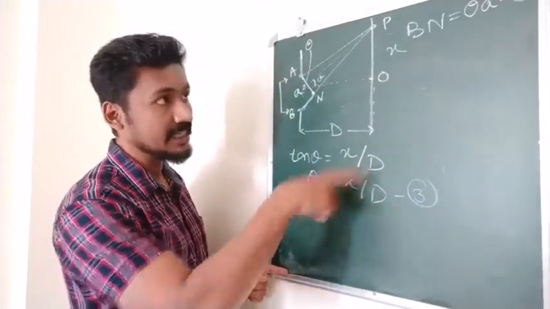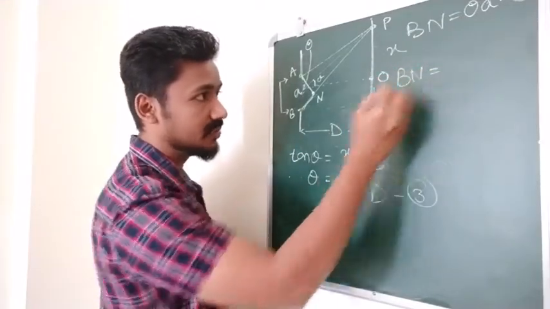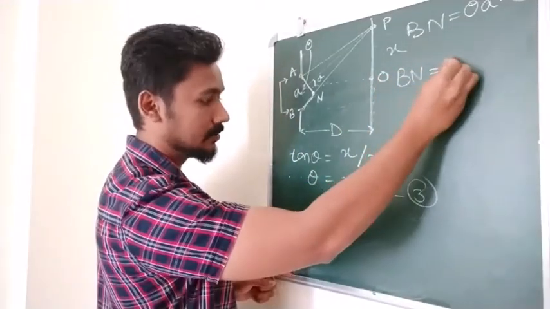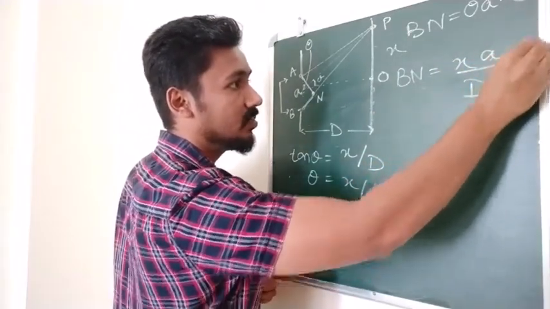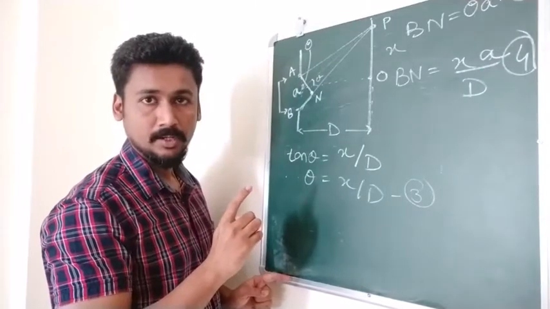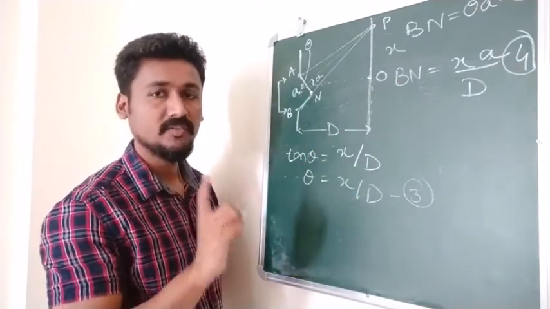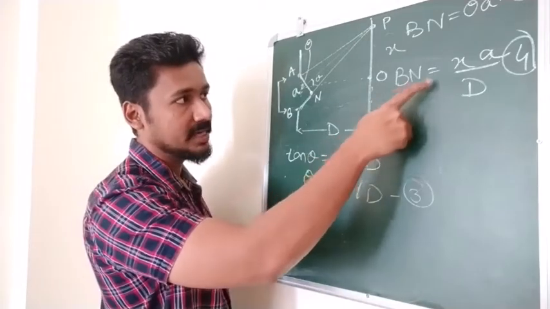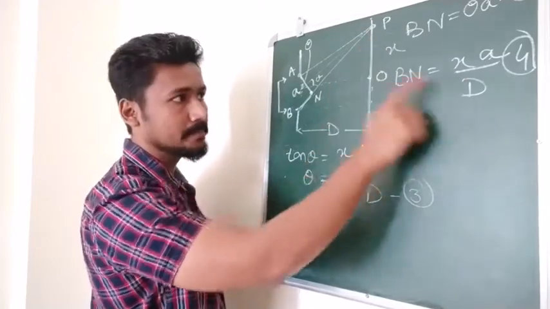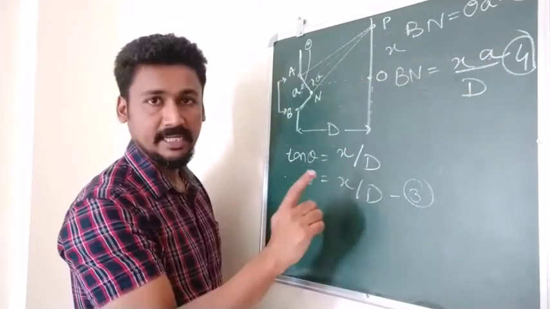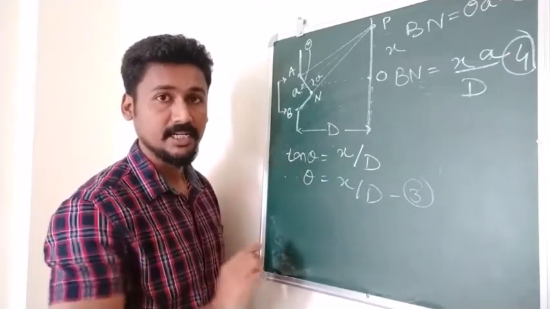Using equation 3 in equation 2, you can write Bn, that is the path difference, will be equal to XA upon capital D. This will be equation number 4. Okay, I hope this is understood. So now you got a formula for the path difference. What is the formula? Bn is xA by D. X is the distance from the center, from point O. A is the slit width, and capital D is the distance between the screen and the slit.